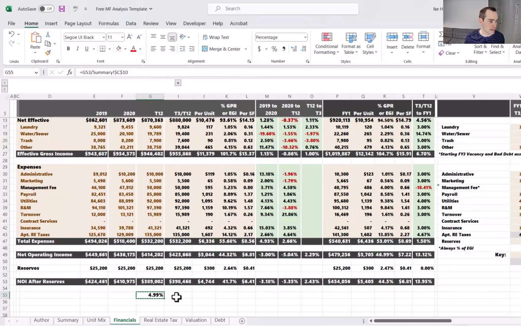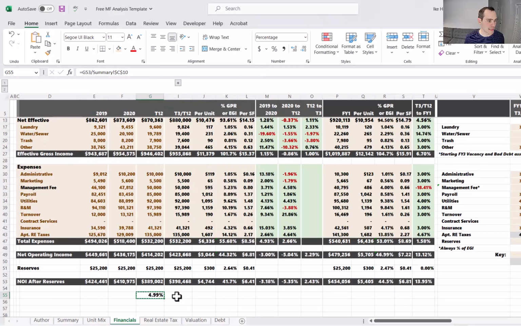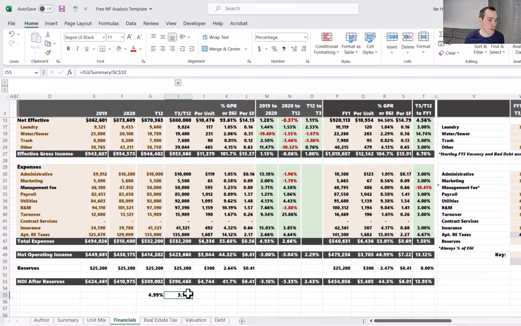We can also run a cap rate calculation on the T3, T12 financials. So in this set of historical financials, we're taking the last 3 months and annualizing it to get a more recent revenue trend. I'm going to copy and paste that formula, and since the revenue is trending up slightly from $946,000 to $955,000, our cap rate is a little bit higher because our numerator of the cap rate equation is higher, so a 5.11% cap.